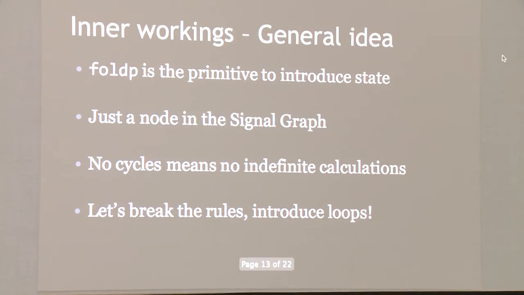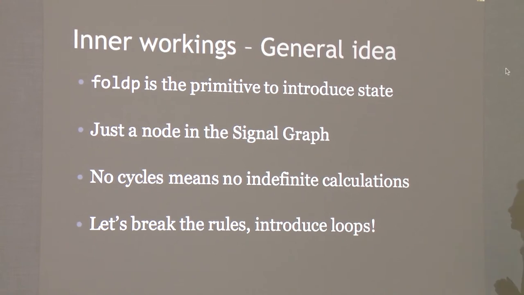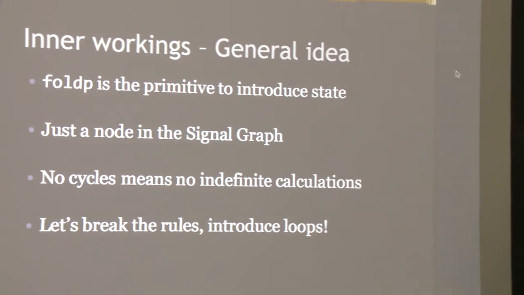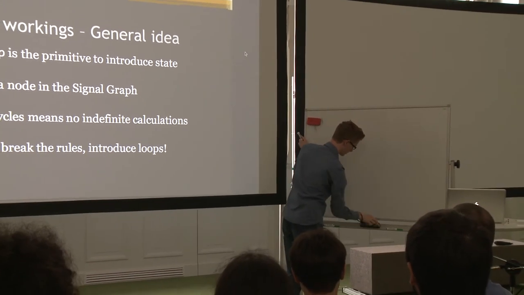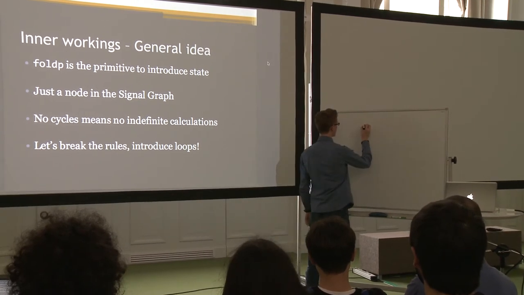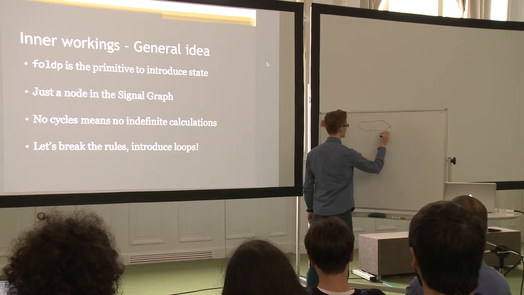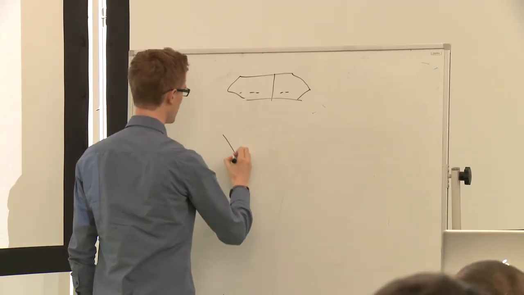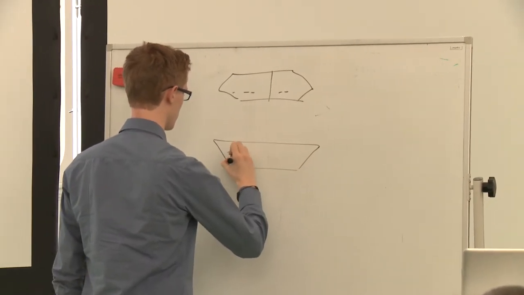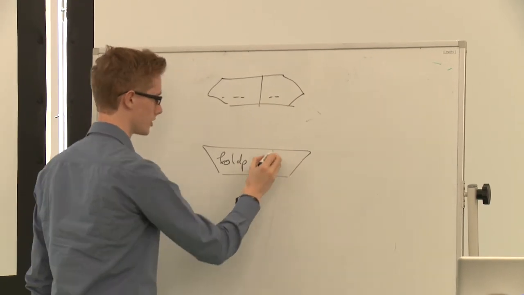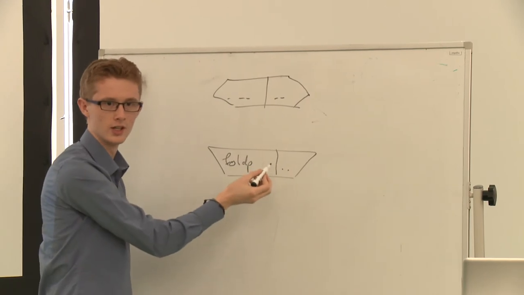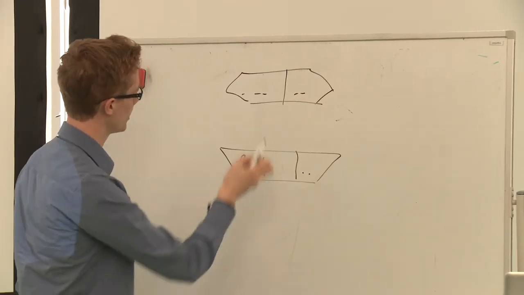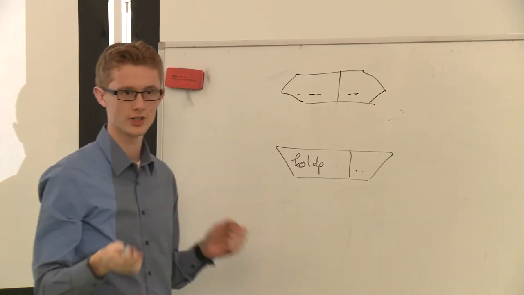So, onto the inner workings. Fault P is the primitive that introduces state. The way you could see it is, if you have a signal graph, then every node, an input node as John described, comes from somewhere and has a current value. But fault P also has a value, and it uses this value again in the next computation step. Really every node has a bit of state, but that's just to accommodate the change and node change messages.